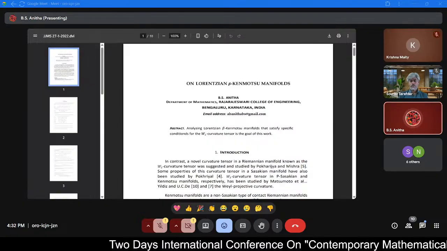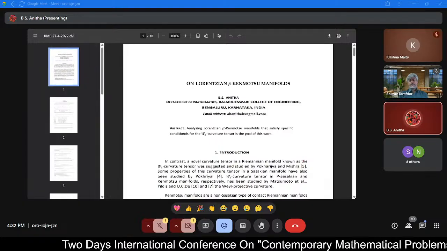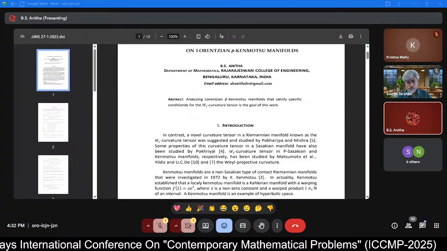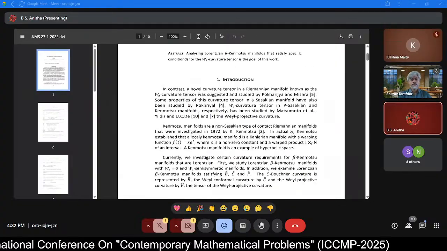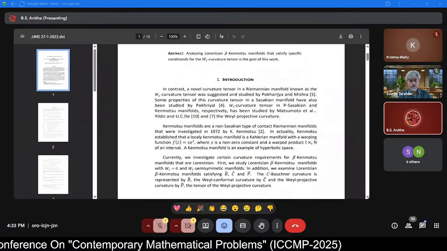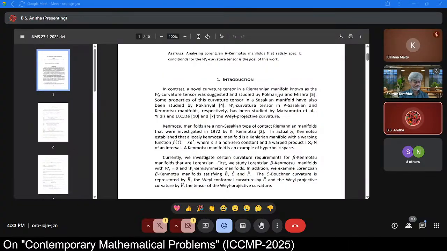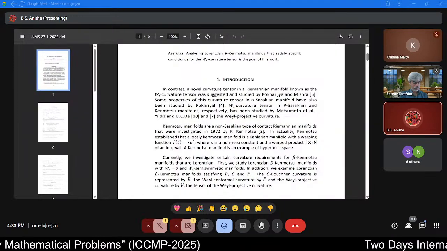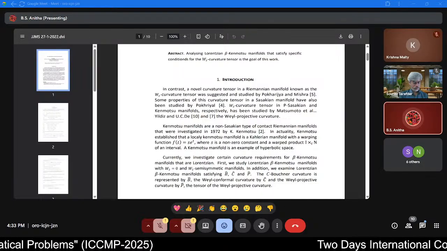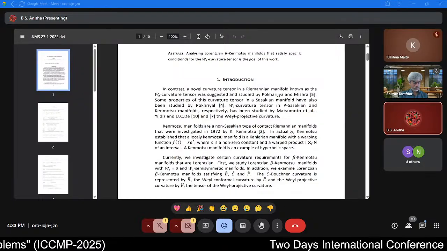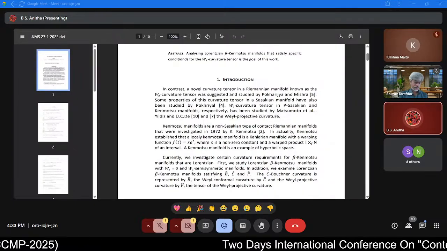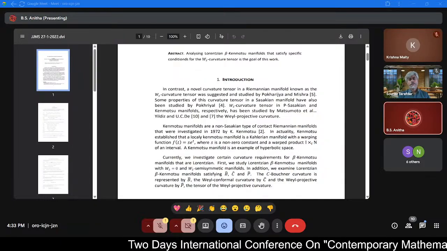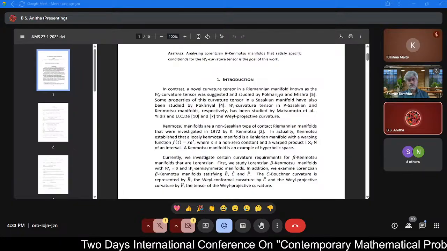First we discuss the introduction. The Sasakian manifold was introduced, and the projective and W2 curvature of the Sasakian and Kenmotsu manifolds were studied. After that, in 1972, the Kenmotsu manifold was introduced. In a Kenmotsu manifold, the condition satisfied is f of t equal to s into e to the power t, which is non-constant, along with the product on the interval. We call it a Kenmotsu manifold.